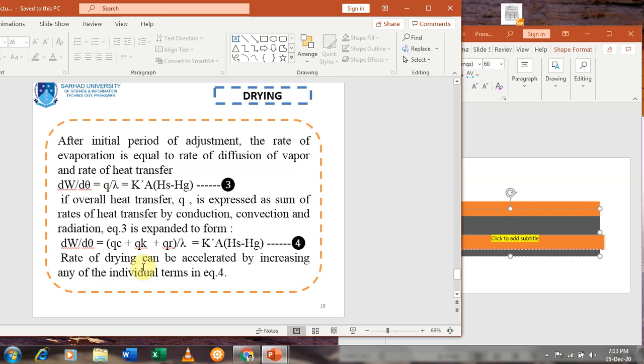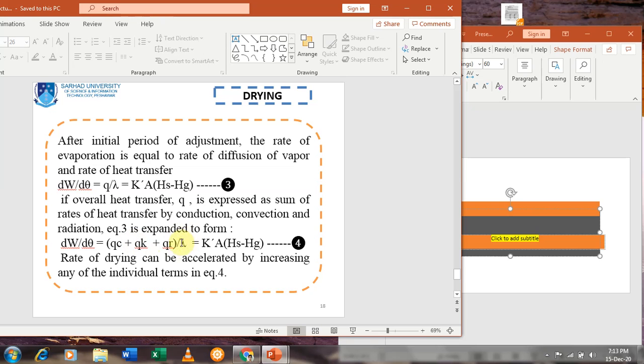Now the rate of drying can be accelerated by increasing any of the individual terms in equation number 4. If we speed up any of the heat transfer, the rate of heat transfer will be increased, and in this way the rate of drying, that is dW/dθ, will be increased.